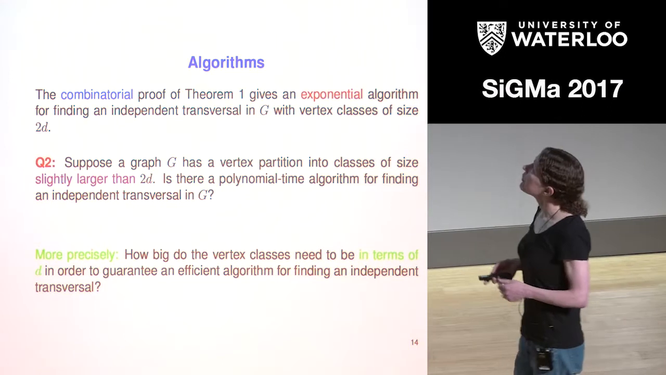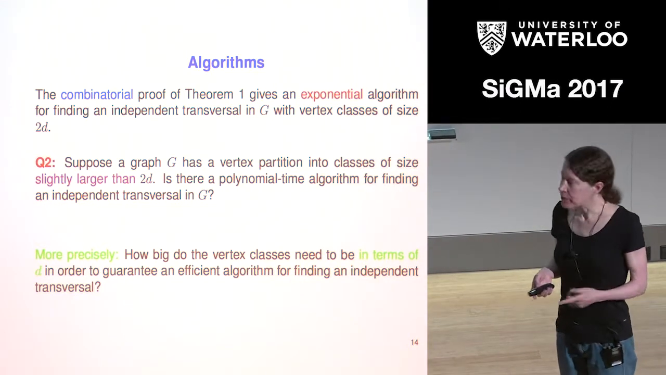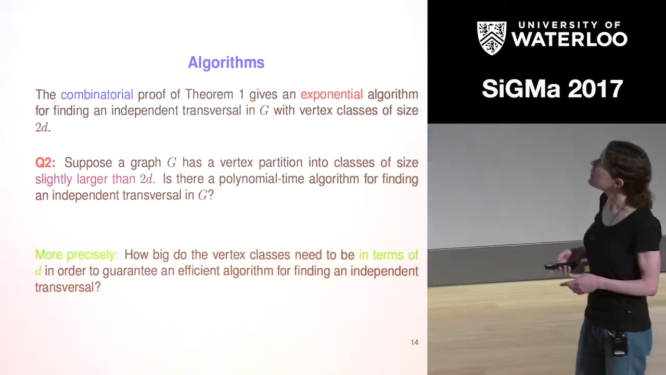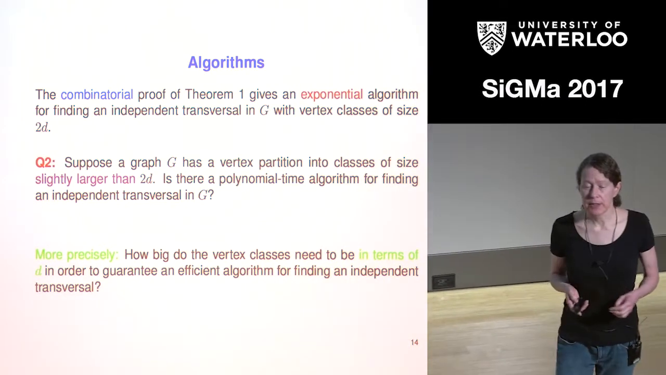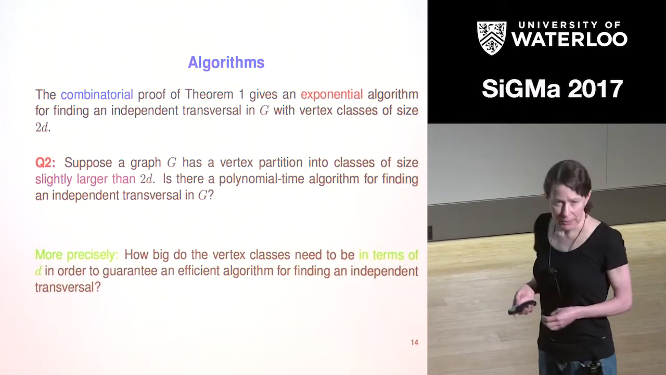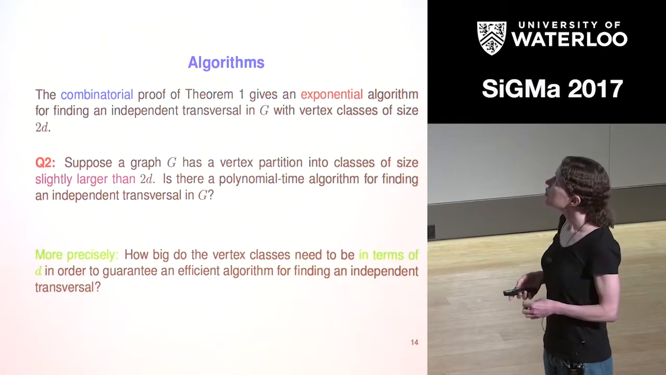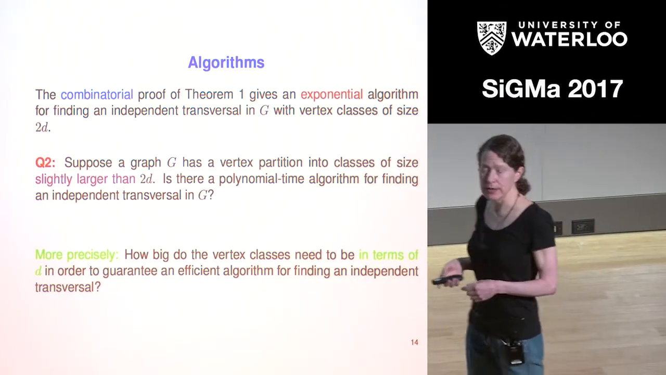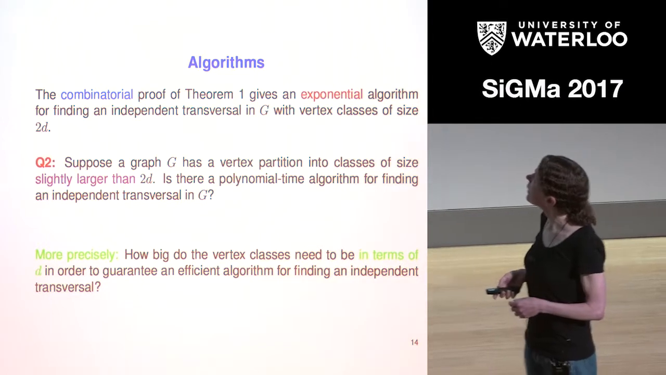So the proof of theorem 1, well, there are two proofs. The topological proof is completely hopeless with regard to algorithms. The combinatorial proof does give an algorithm for finding an independent transversal, but it's an exponential algorithm. So in all these applications, maybe you'd actually like to be able to find these independent transversals.